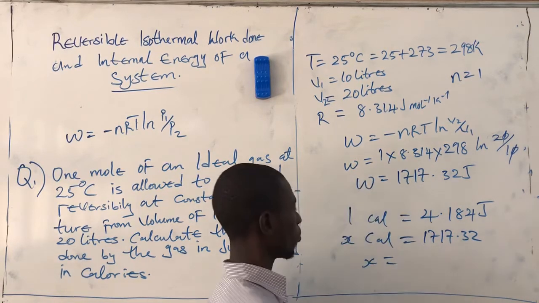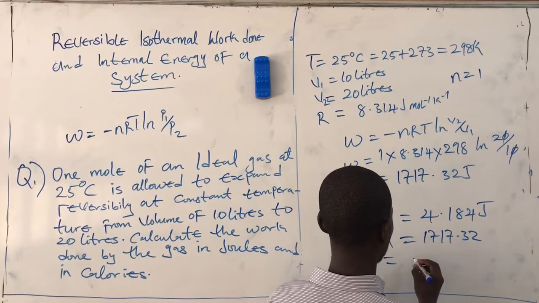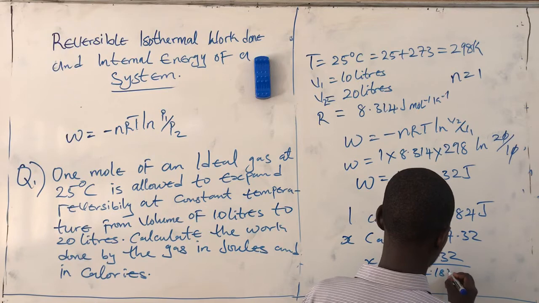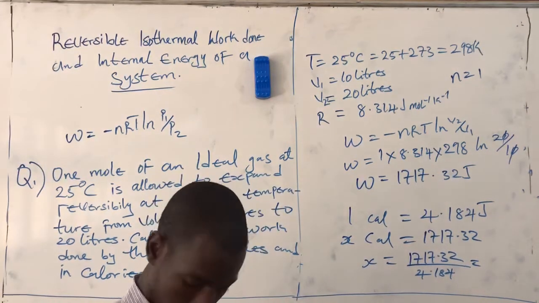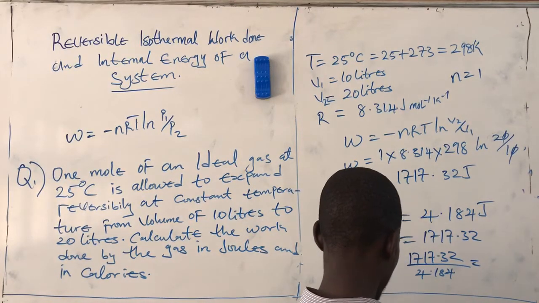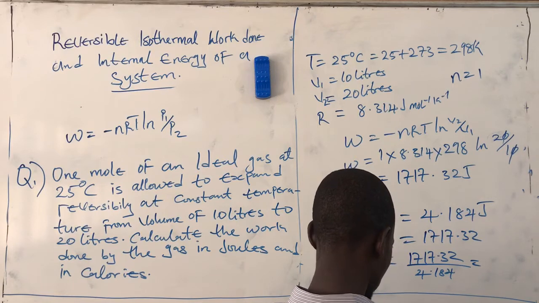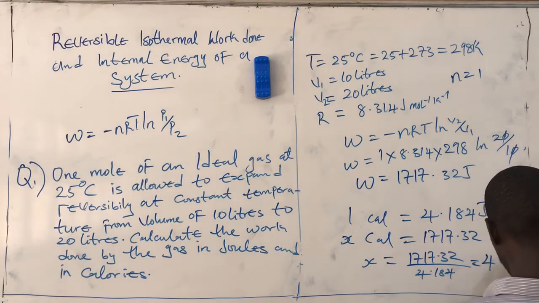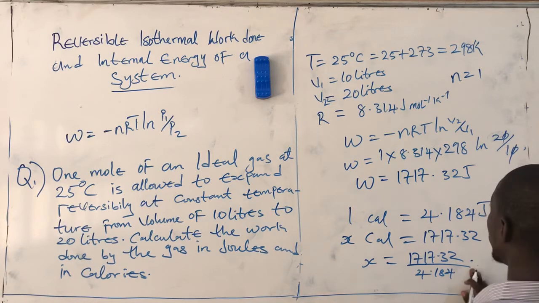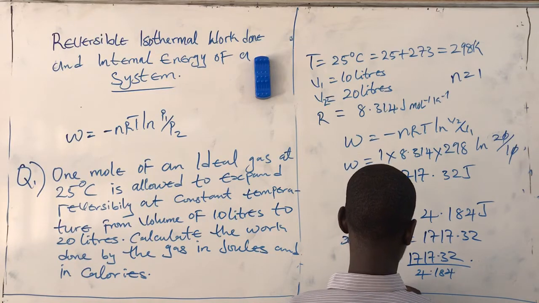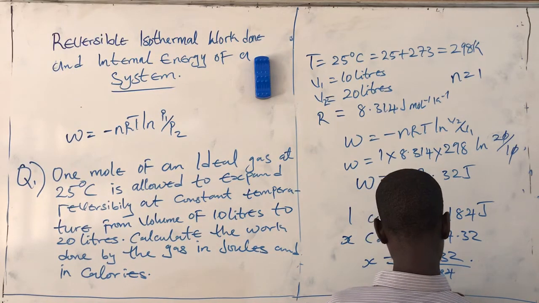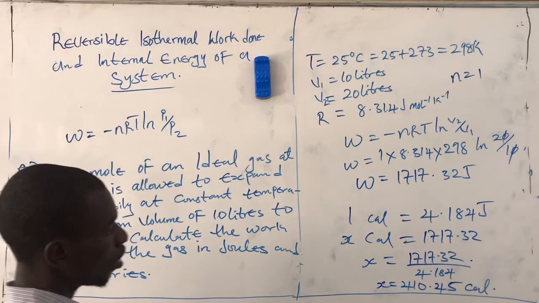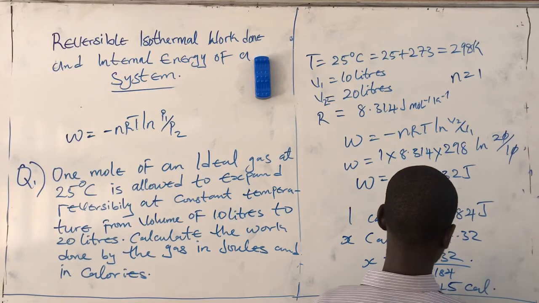x is equal to, from here, this divided by this: 1717.32 over 4.184, which is equal to 410.45 calories. So we are done with our question. This is the answer in joules, while this is the answer in calories.